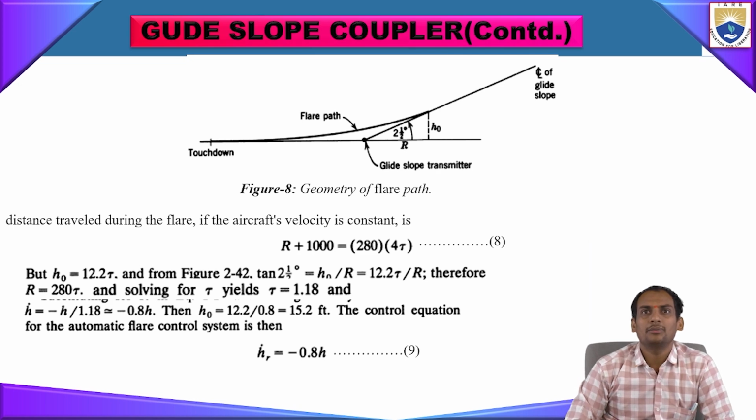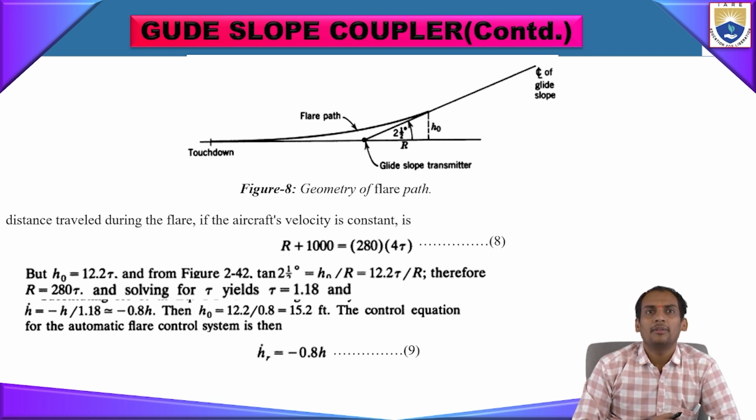So that is the velocity constant. If you see, r plus 1,000 will be equal to 280 into 4 tau. Here h naught will be 12.2 tau, and from the previous figure, tan 2.5 will be equal to h naught by r. So that is equal to 12.2 tau by r. Therefore r will be equal to 280 tau. And if you solve for tau we will get around 1.18.